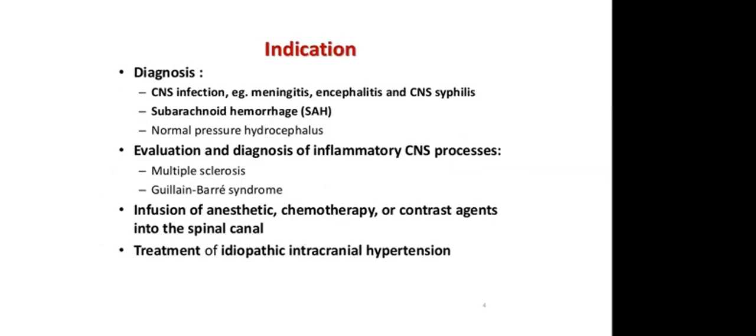So next. So what is for indication for this lumbar puncture? So firstly for diagnosis and also for therapeutic. So for example, diagnosis is if you suspect of CNS infection such as meningitis, encephalitis, and also syphilis. Also in subarachnoid hemorrhage, we suspect the subarachnoid hemorrhage and hydrocephalus. Also, we do it in MS, multiple sclerosis, also the Guillain-Barré syndrome to diagnose the disease.